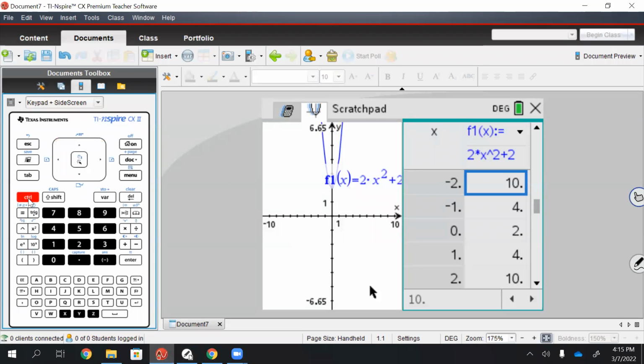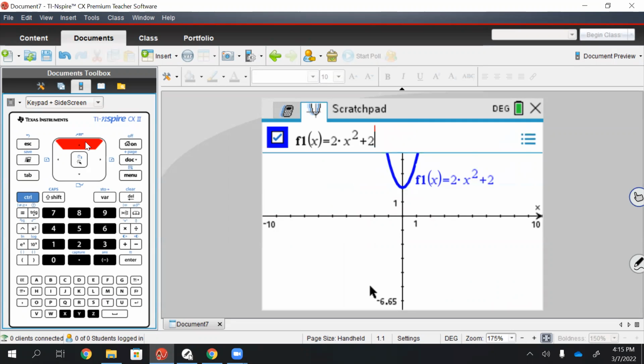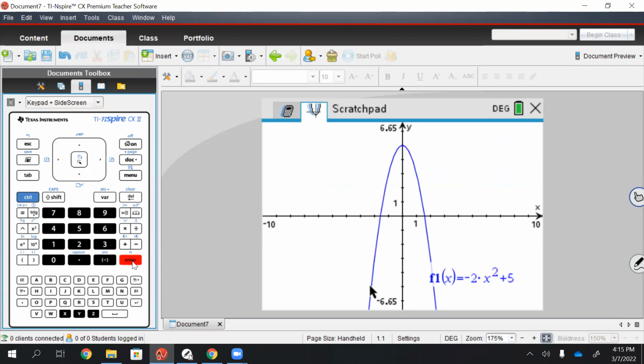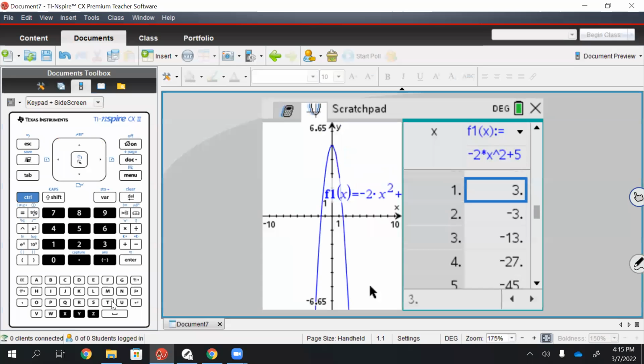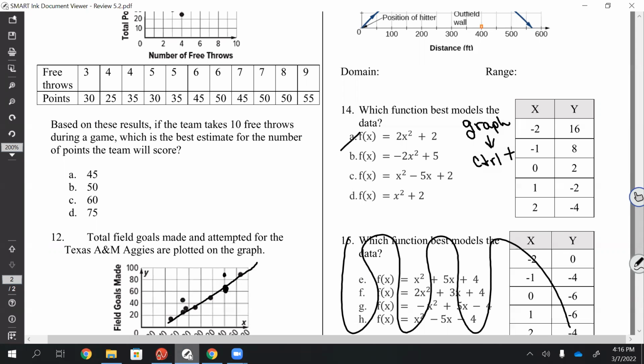So I'm going to do Control T, get out of my table, press tab, press the up arrow. And I'm going to edit this one a little bit. I'm going to change the 2 on the end to a 5. And then in front, I need to make it negative. And again, Control T to get your table back. Okay, and go check. -2, -3. Does not match our table, so it's not B. Okay, so go look at C.